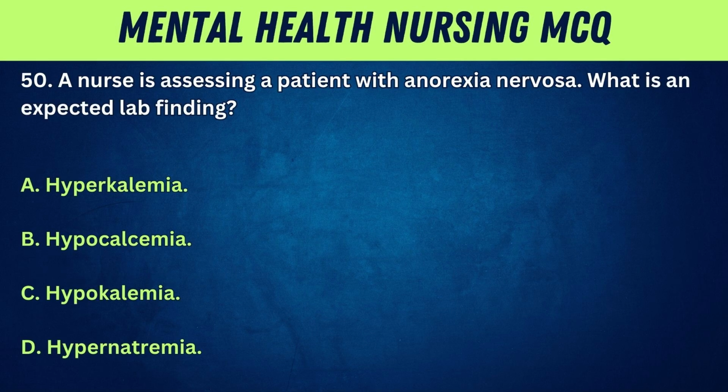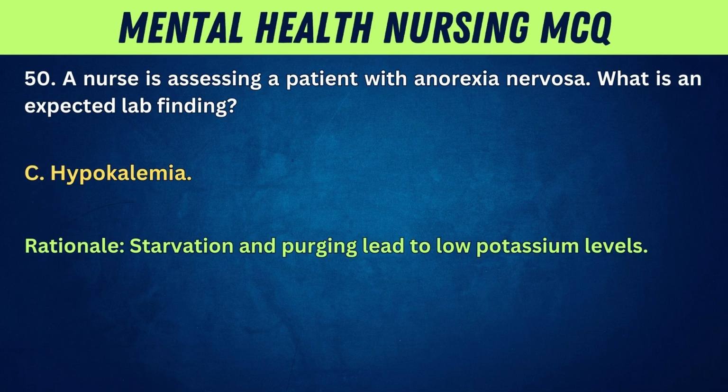50. A nurse is assessing a patient with anorexia nervosa. What is an expected lab finding? A. Hyperkalemia. B. Hypocalcemia. C. Hypokalemia. D. Hypernatremia. Answer. C. Hypokalemia. Rationale. Starvation and purging lead to low potassium levels.